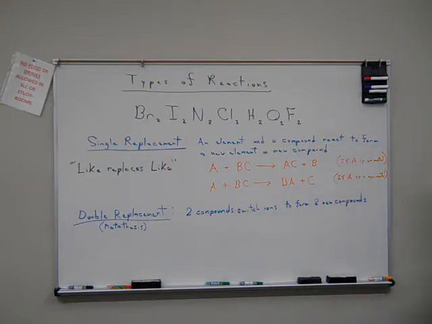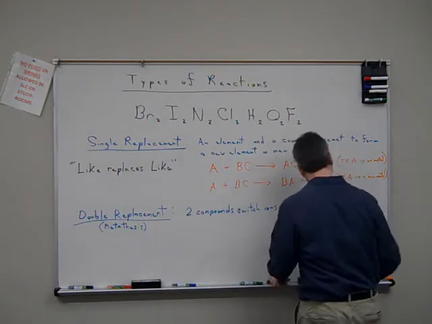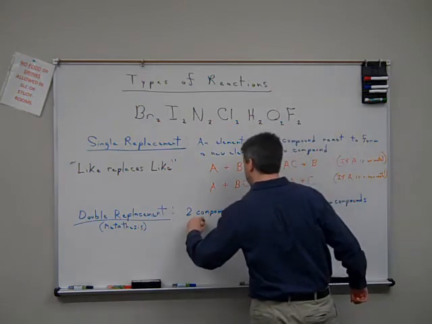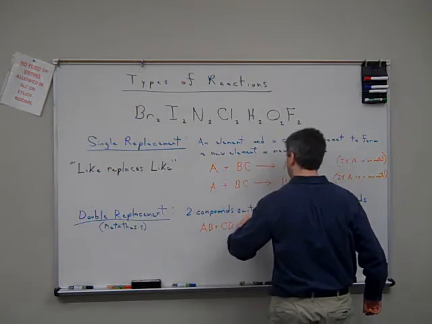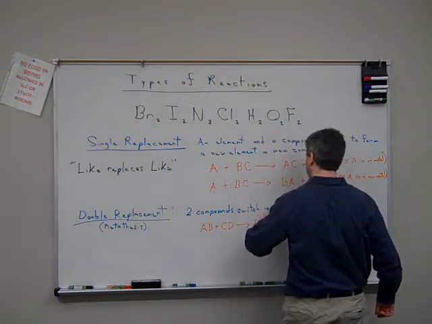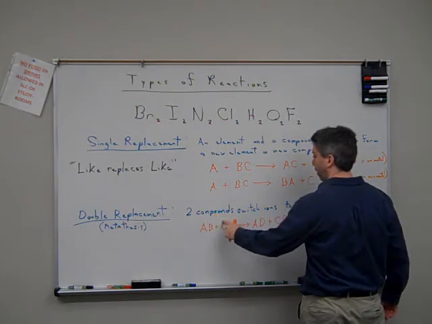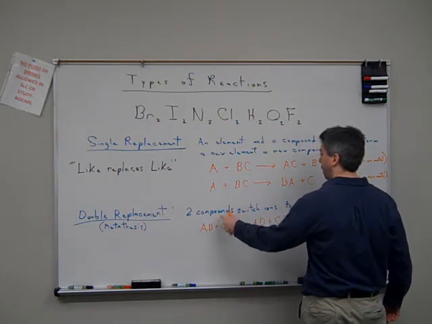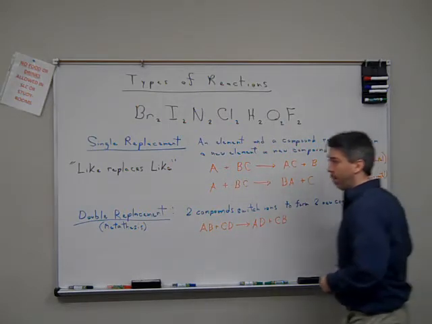So, in this case, the general form would be like AB plus CD goes to form AD and CB. Once again, like replaces like. Positive charges will switch places with positive charges. And that's what you notice here. The A switched places with C, so that the A is now with the D and the C is now with the B.